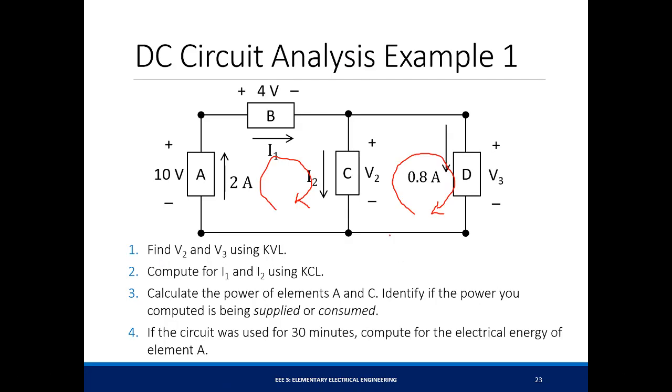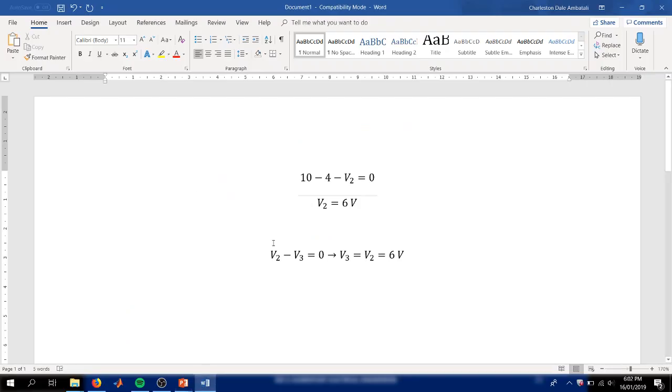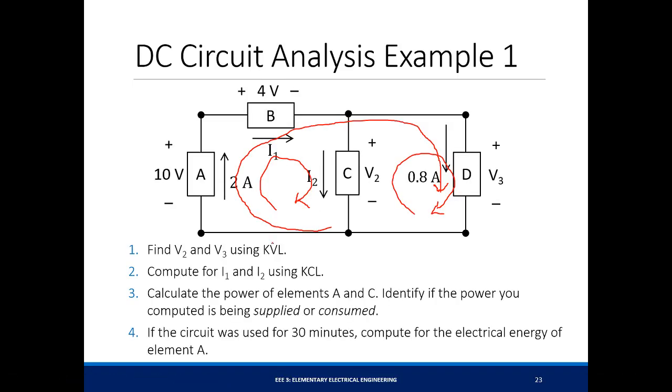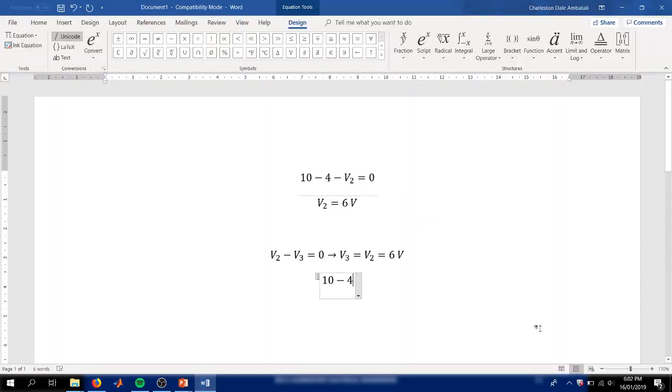So you can actually get V3 without solving for V2. You can use the outer loop right here, and you can still get the same V3 answer. Let's try that. You enter negative to positive, 10 volts. Minus 4 volts, you enter positive to negative. Then minus V3, enter positive, leave negative. Equal to 0. And you can now solve for V3 by transposition and simplification.